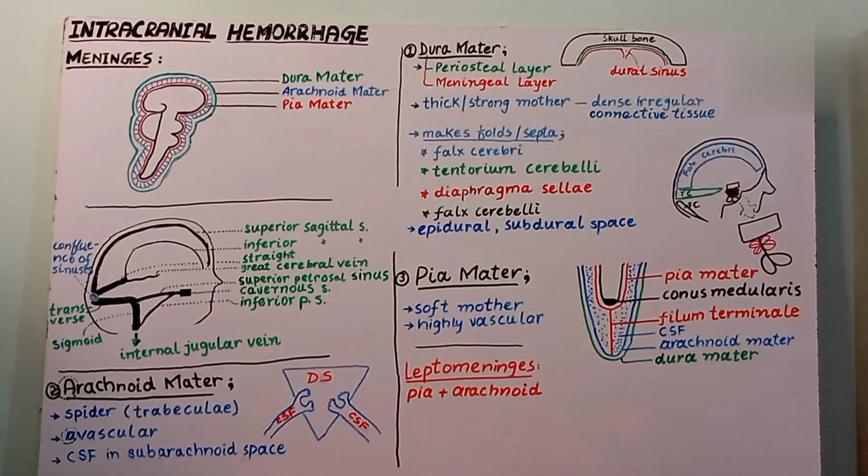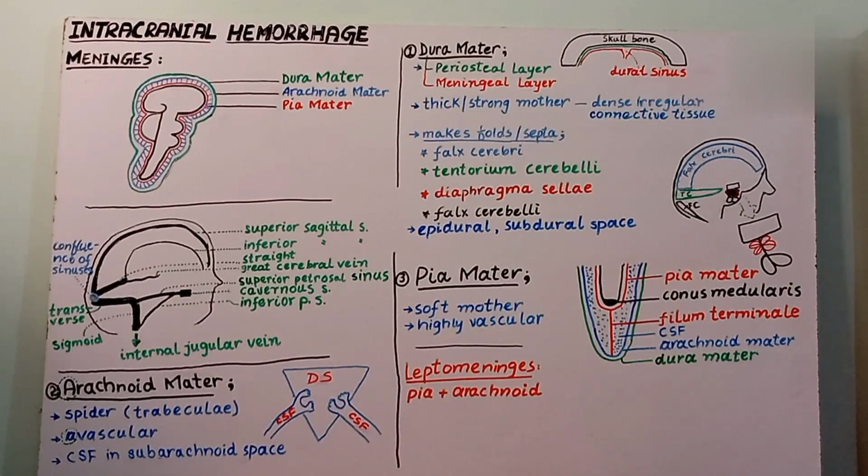Hi guys, let's talk about the intracranial hemorrhage, but before jumping to this topic, let's have a look at the meninges first. Meninges are actually the membranes which cover the CNS. CNS means brain and spinal cord. So these meninges cover both brain and spinal cord. The meninges is actually composed of three layers. The outermost is the dura mater, next to it is the arachnoid mater, and then the pia mater.